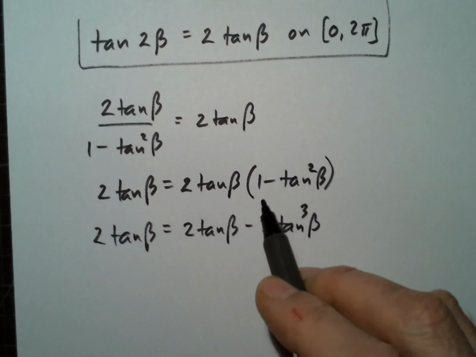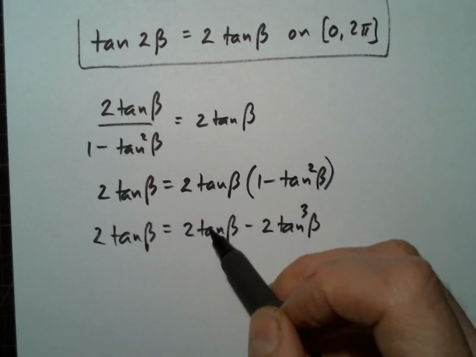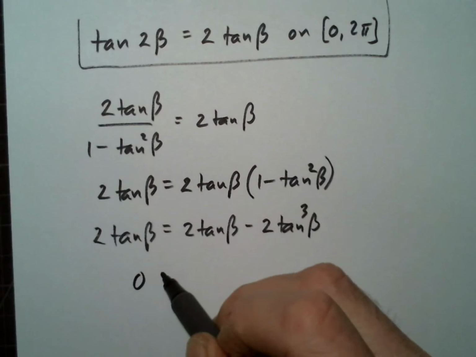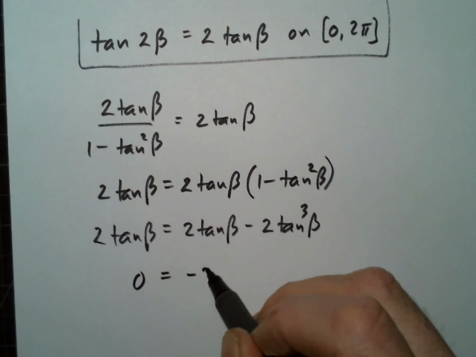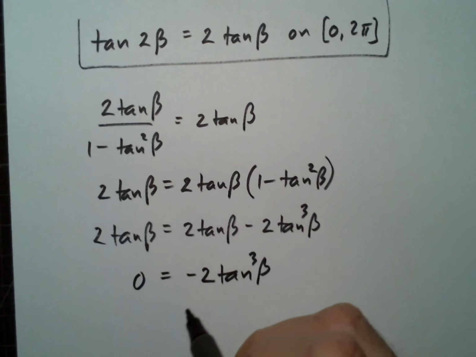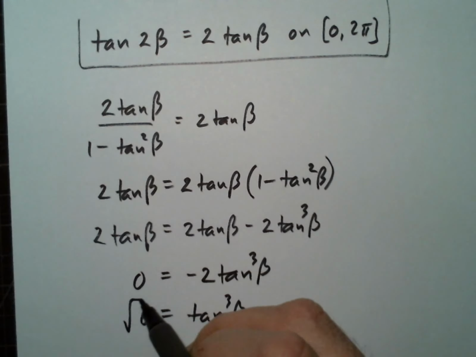Distribute to tan beta, and let's subtract to tan beta, get 0. Divide by negative 2, cube root.